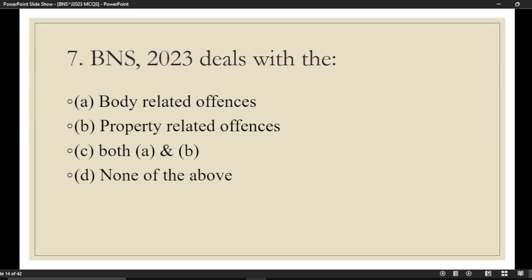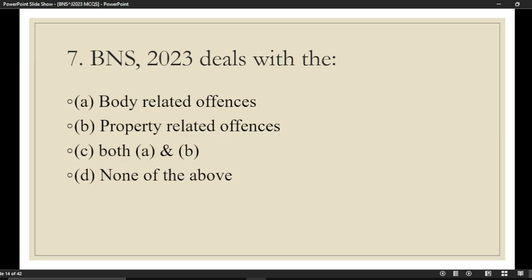Question 7. BNS 2023 deals with the. Does it deal with the property related offences? Does it deal with body related offences? Or does it deal with both body as well as property related offences, or none of the above?